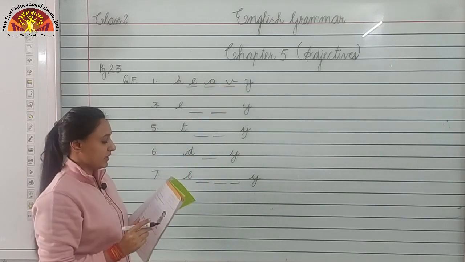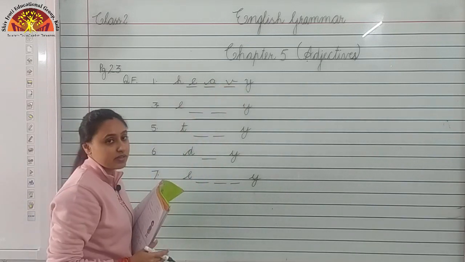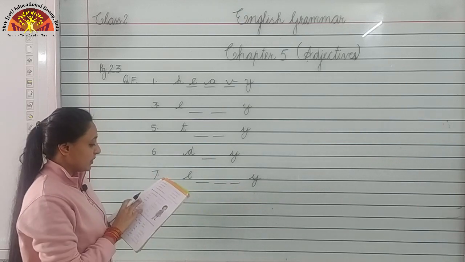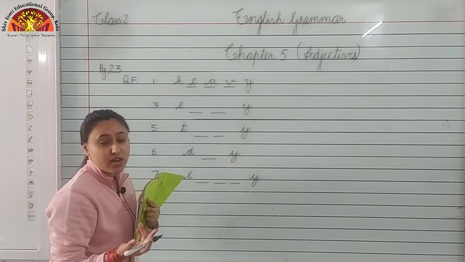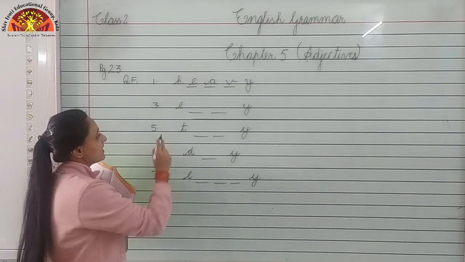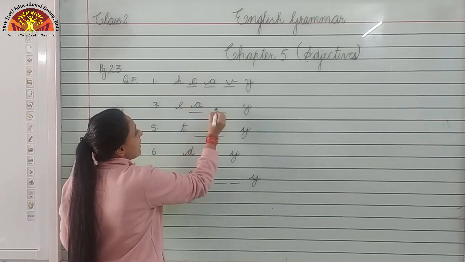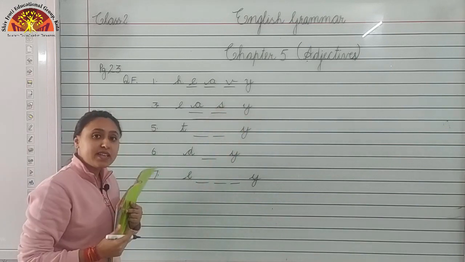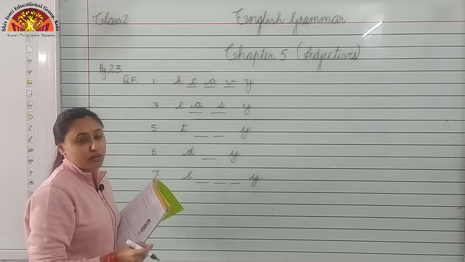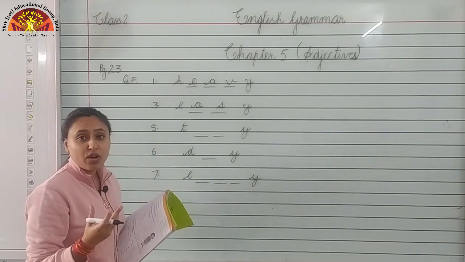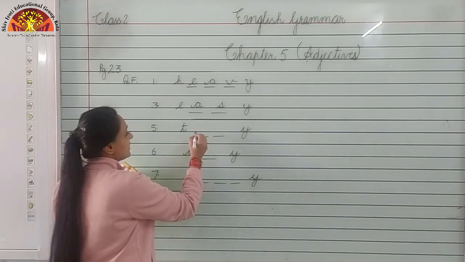H-E-A-V-Y, heavy. Okay, you have to complete the word. Now number 3, not difficult. So children, things which is not difficult, it is easy. E-A-S-Y, easy. Now look at number 5, very small. We call very small as tiny.